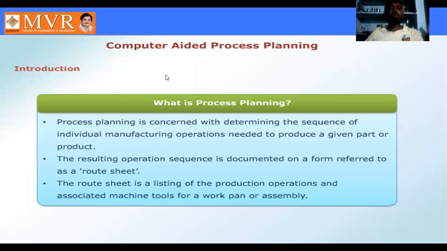This we can call computer aided process planning. Determining the sequence of individual manufacturing operations needed to produce a given part or product is known as CAPP. The resulting operation sequence is documented on a form referred to as a route sheet.